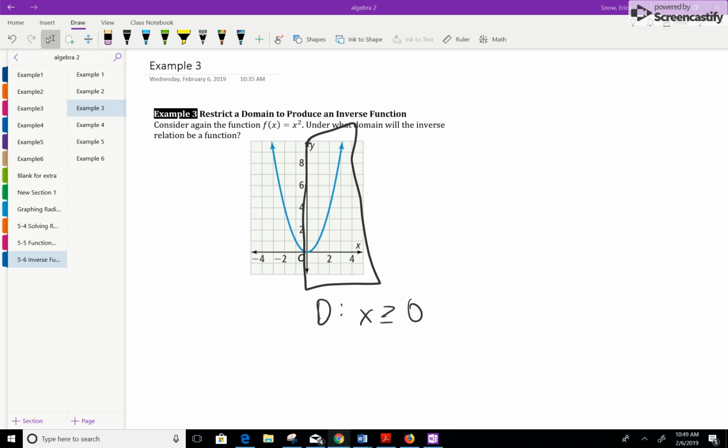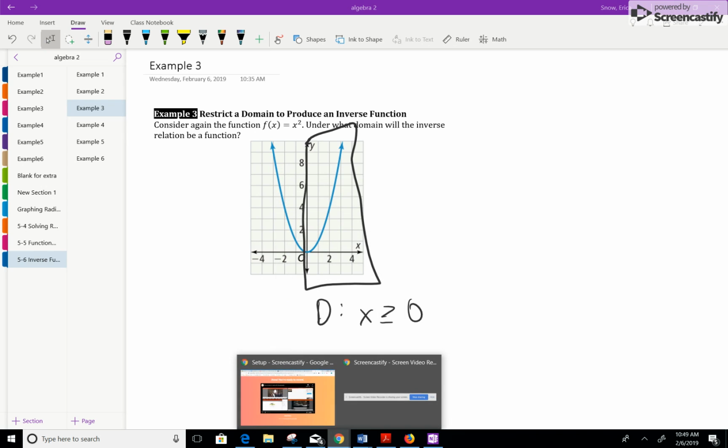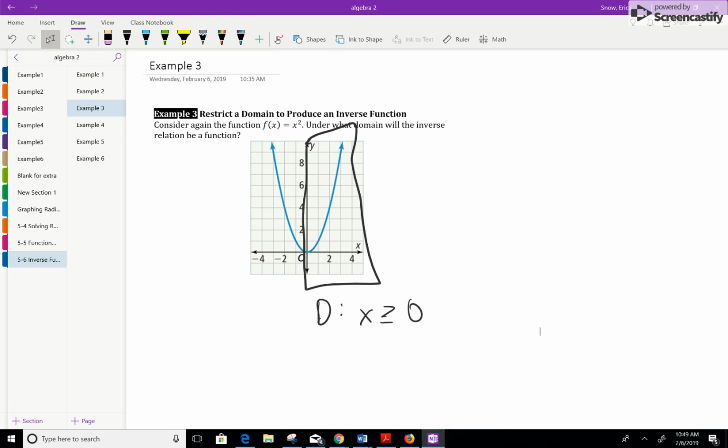I hope that makes sense. Now, once we do that, our inverse is just that top half. And then our original looks like this, and we've got it. This isn't so much about anything except that you need to understand domain and range for that.